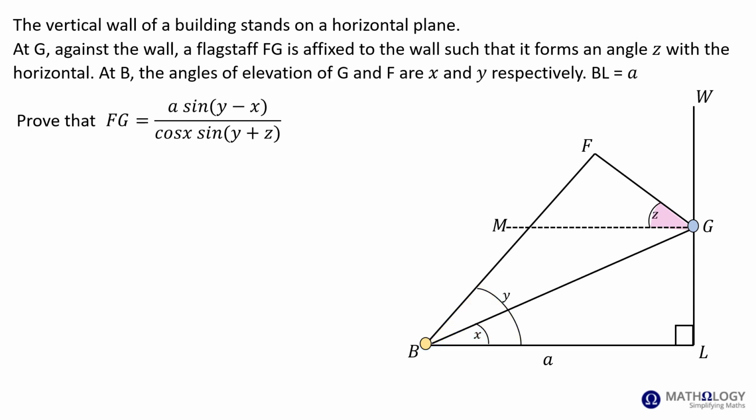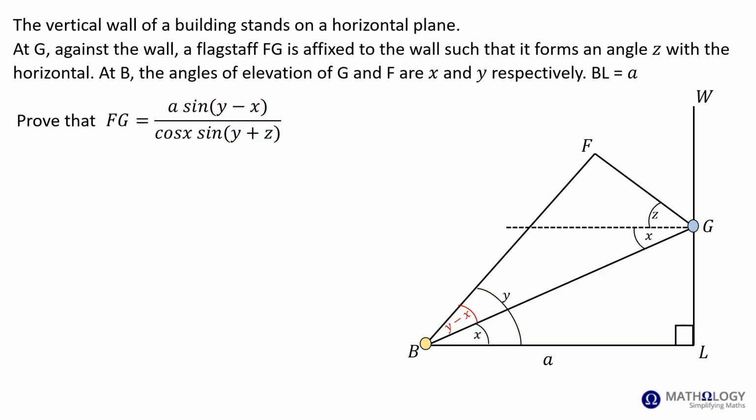Before starting the problem, it is a good idea to find all the required angles. In other words, find the angle Y minus X, and the angle Y plus Z. The angle Y minus X is the angle FBG, which we can deduce from the given angles, Y and X, which are the angles FBL and GBL respectively. Next, notice that BGM equals X degrees, as alternate angles are equal. MG and BL are both horizontal lines, which means they are parallel, and thus we know that we have equal alternate angles.